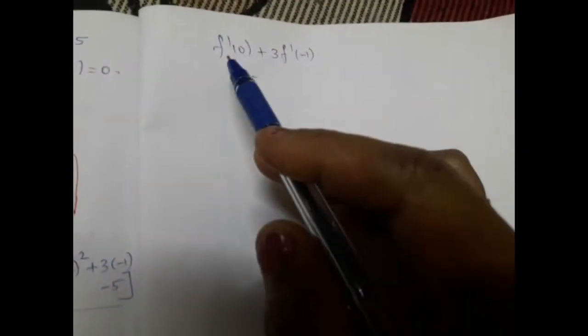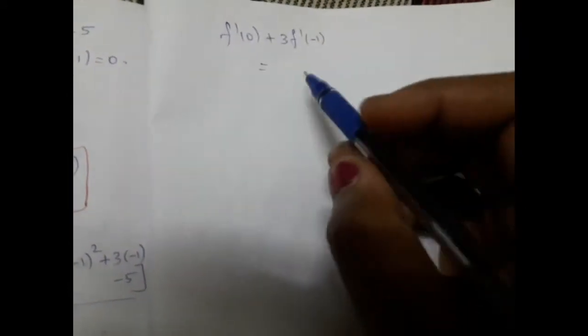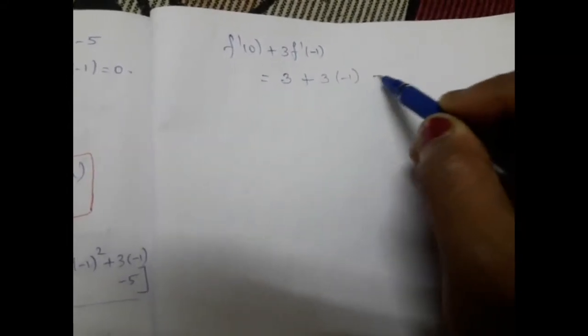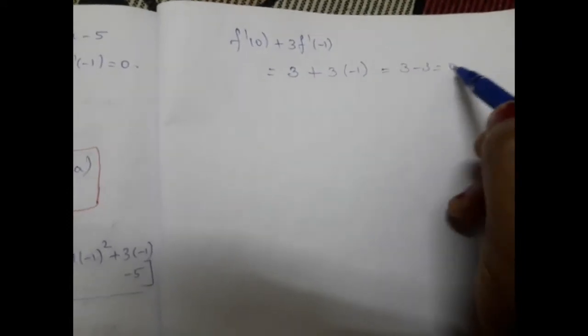Now, let us see after substituting in that what answer are we getting. Now, this is what our question, right? F dash of 0 plus 3 into f dash of minus 1 equal to 0. That's what we need to prove. So, f dash of 0, that just now we found it as 3, plus 3 into f dash of minus 1, we found it as minus 1. So, 3 minus 3, which is 0. Hence, we proved, right?